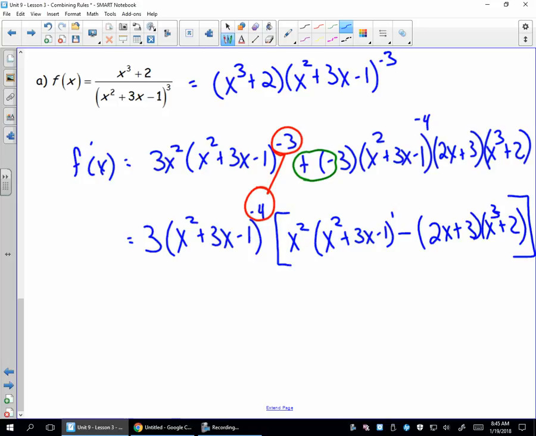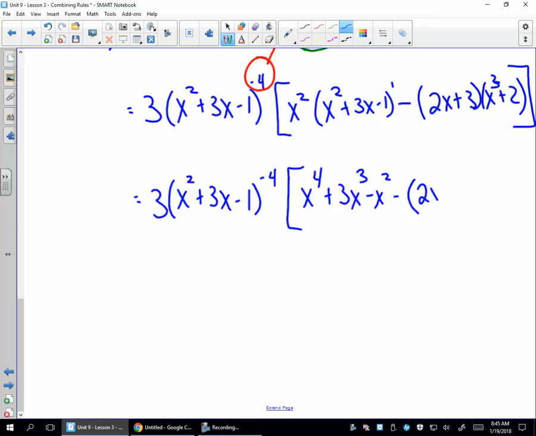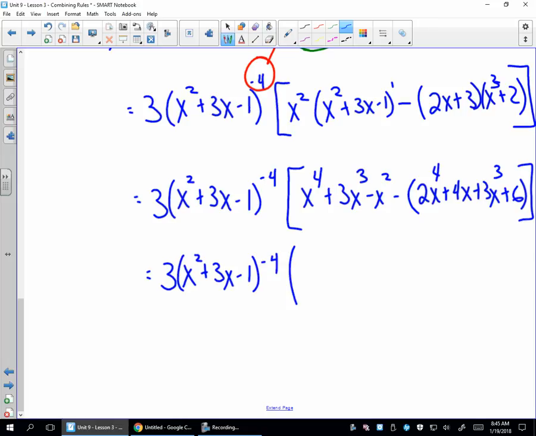Okay, we're simplifying. What do we got? We got x squared plus 3x minus 1 to the -4. Inside the brackets, I can expand: 3x cubed minus x squared minus, I got a FOIL, 2x to the 4 plus 4x plus 3x cubed plus 6. I can collect inside the brackets.